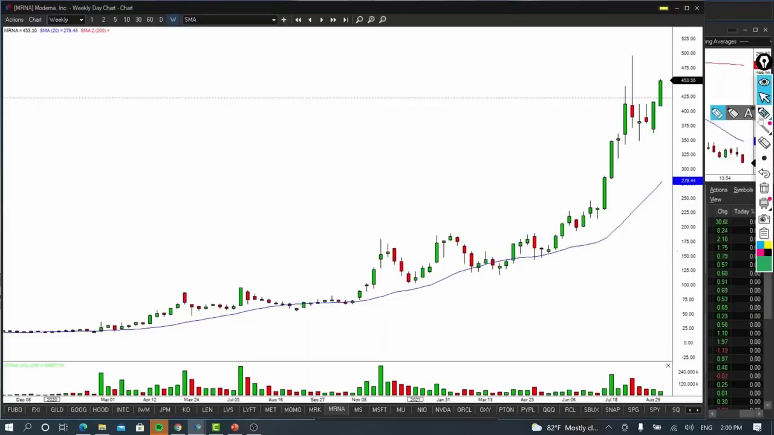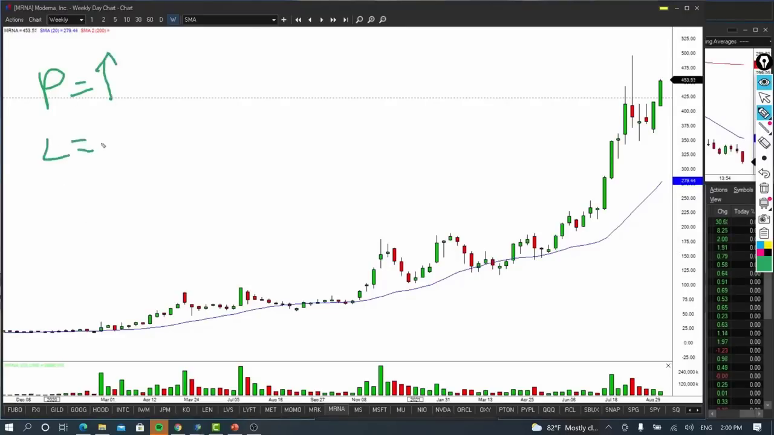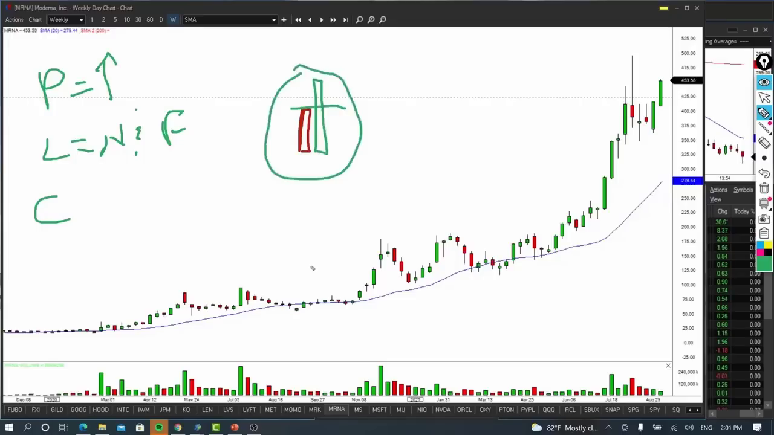So we have position. We have location, near and far. We know we buy near and sell far. We have a color change, near. So I'm looking to buy a color change. What's a color change again? A red bar that gets flipped or changed by a green bar. Boom! That is the color change.